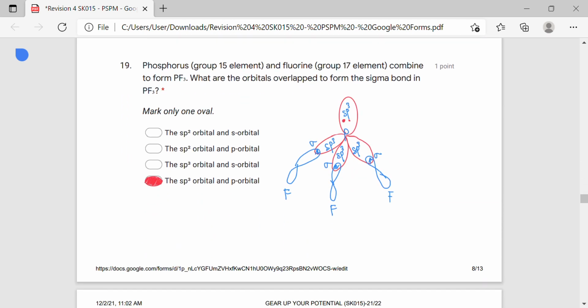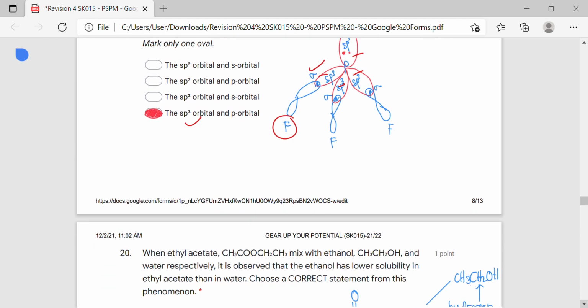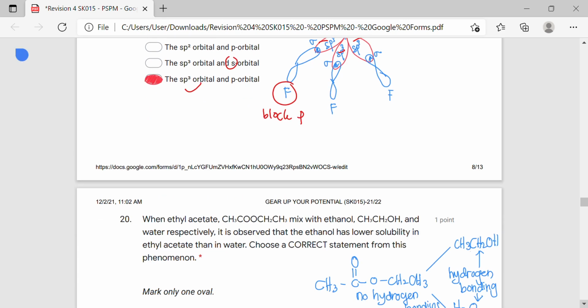Phosphorus combines with fluorine to form PF5. What are the orbitals that overlap to form the sigma bond? So, sigma bond. Phosphorus has 1, 2, 3, 4 loops, so sp3 orbital overlaps with the p orbital of F. This is not an s orbital. PF is in the p block, so the orbital overlaps with the p orbital.